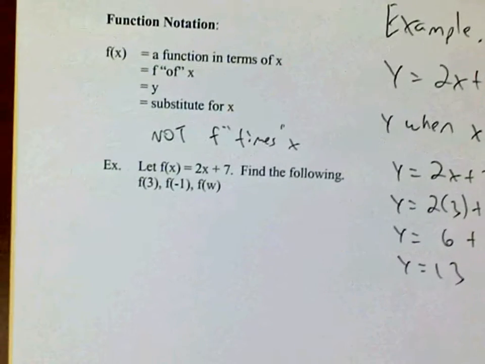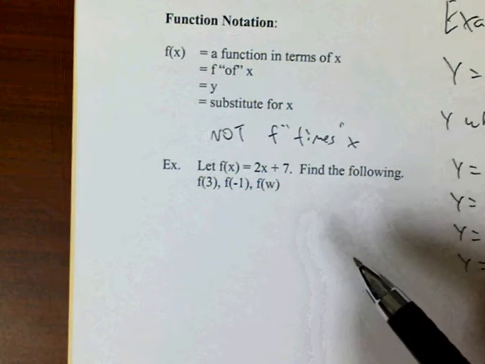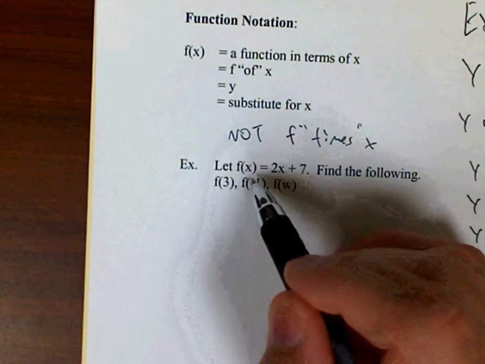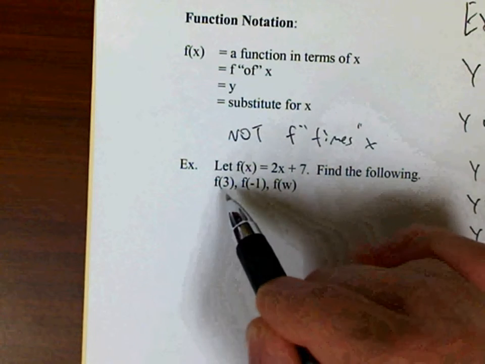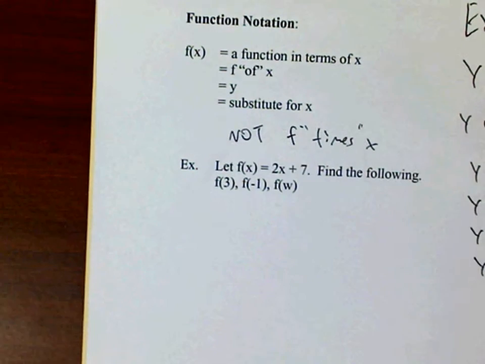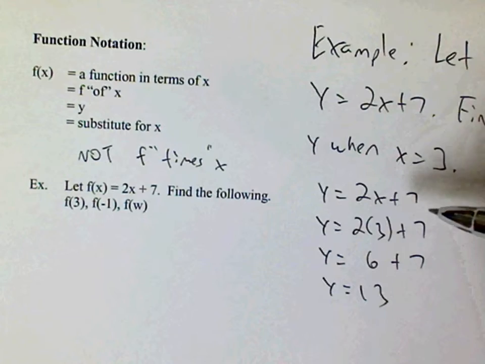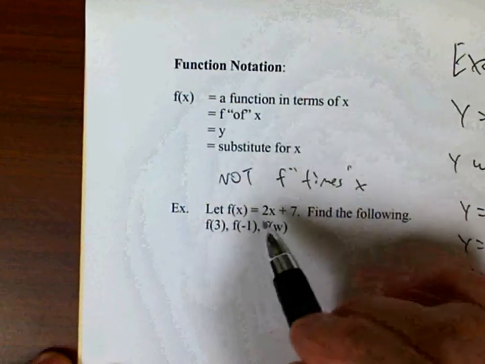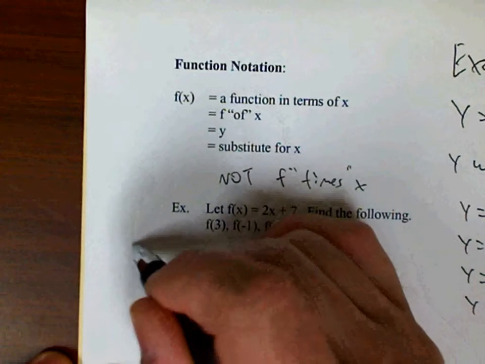Now, let's do this example over here. You're going to find out something. This first example, where f of x equals 2x plus 7, and you're asked to find f of 3, it's the exact same thing as we did over here. It's the exact same question. So we have f of x equals 2x plus 7. We're going to find f of 3 first.